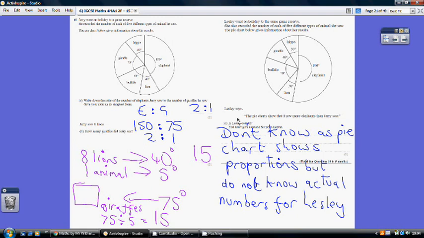Now for part C, we've got to be ever so careful here. Yes, Leslie saw a higher number of degrees of elephants, so the proportion of elephants she saw is higher. That's true, but we just don't know what the actual values are involved for Leslie. I mean, she might not have seen very many animals at all in total, so it might be 190 degrees worth, but it might be 190 degrees of not many animals. So our answer has to be that we just don't know. As the pie chart shows proportions, we do not know the actual numbers for Leslie. The pie chart represents proportions, it does not represent actual values.